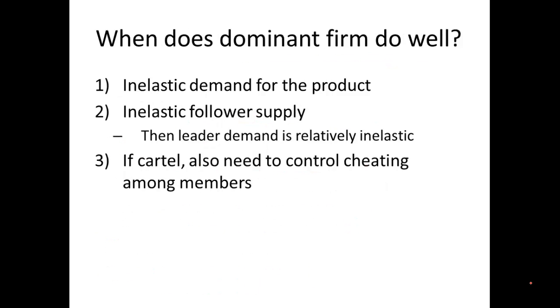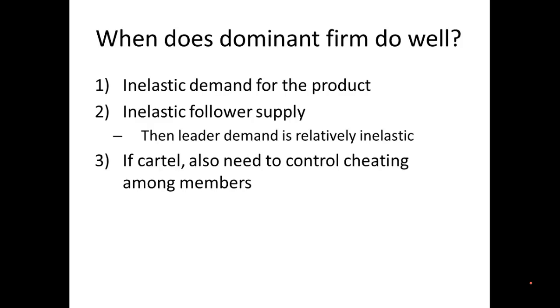All right, so when does a dominant firm do well? Well, there are really 3 conditions. The first is that the product or market demand curve has to be relatively inelastic. And the second is that the follower supply curve has to also be somewhat inelastic. The reason, of course, is that the leader demand is market demand minus follower supply. And so if both of them are inelastic, then the difference between them will be pretty inelastic, which will give some market power to the leader.